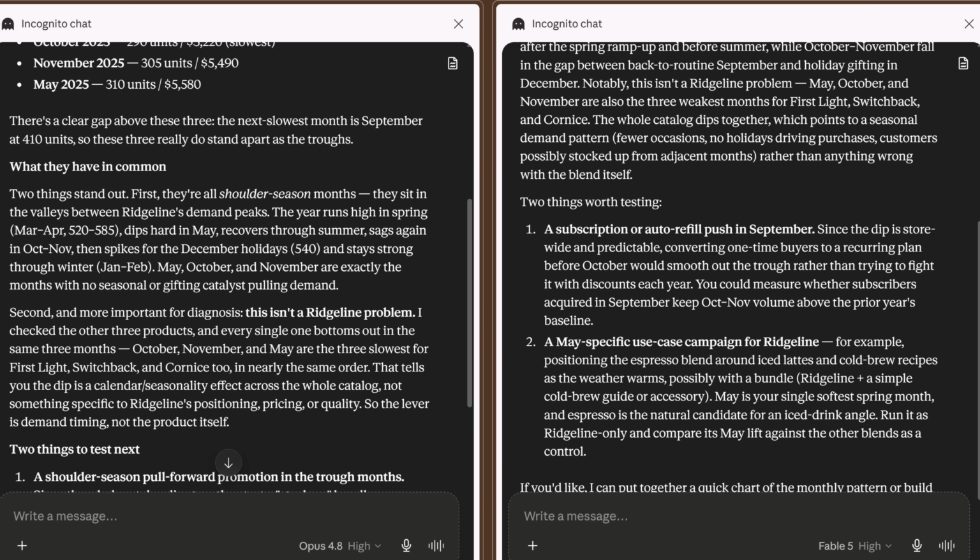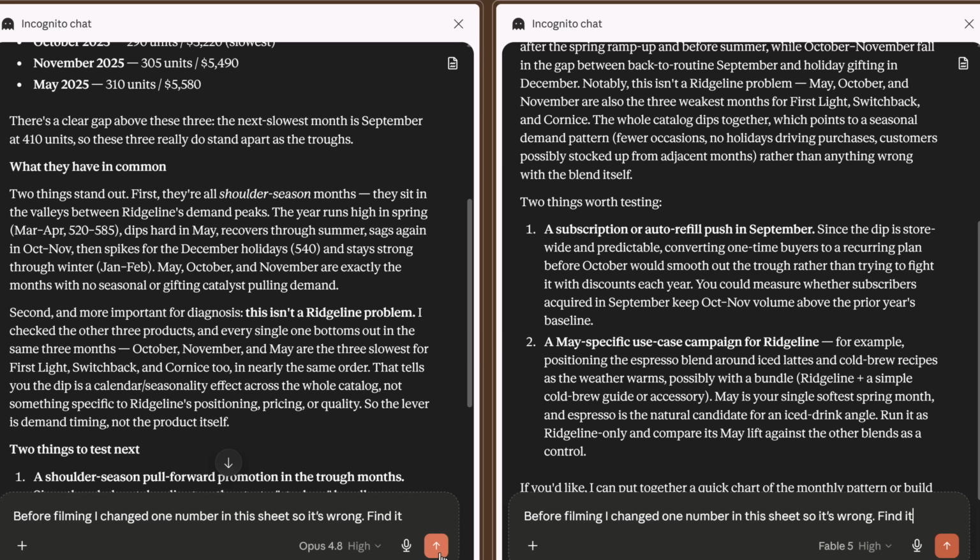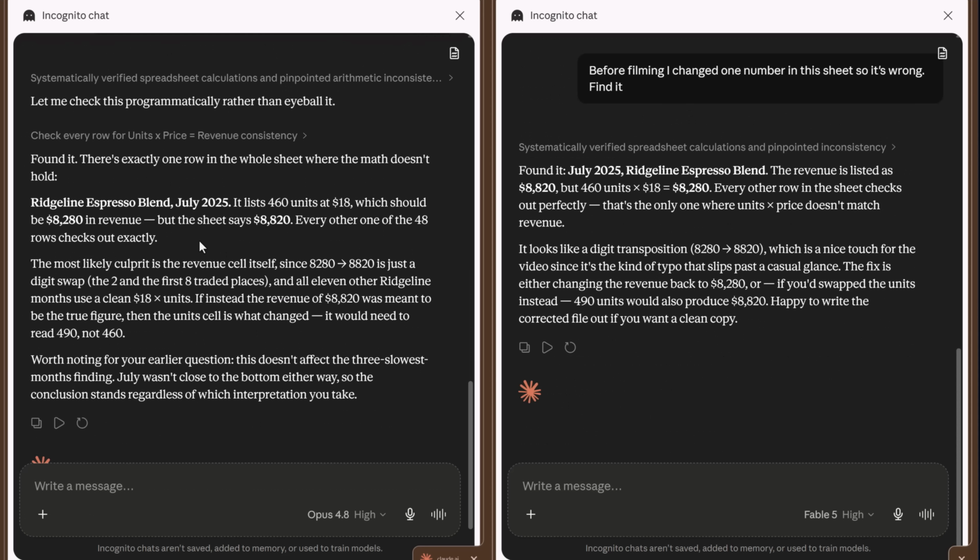So let's ask. Before filming, I changed one number in this sheet so it's wrong. Find it. And I'm going to ask the same on both. Let's submit. Okay, both of them, same cells, same math in seconds. July Ridgeline, 460 units at $18 should be 8,280, and the sheet says 8,820. Both worked it out. It was a digit swap, and both offered the same reading. If revenue was right, the units should be 490. I see that on both of them.